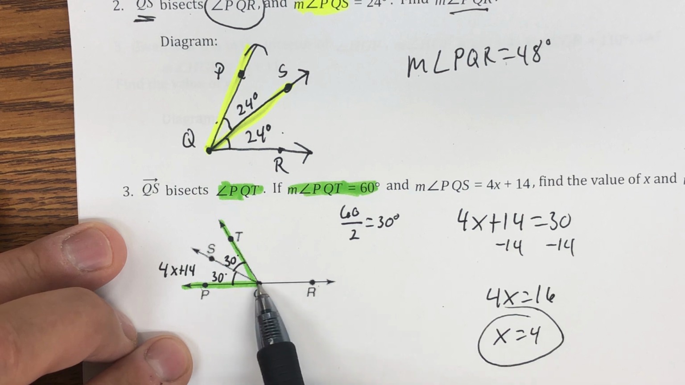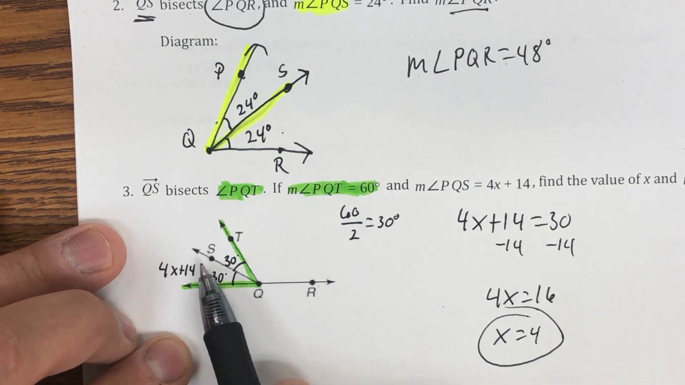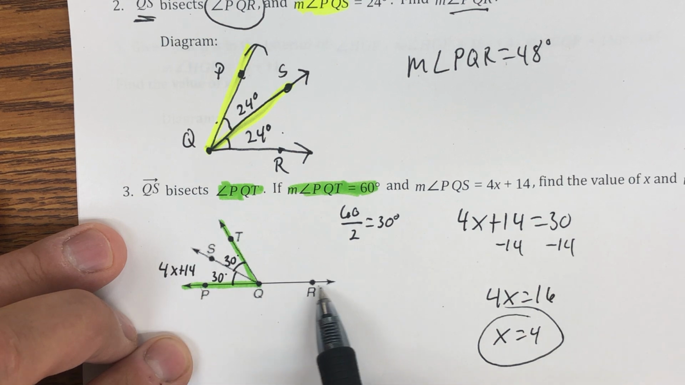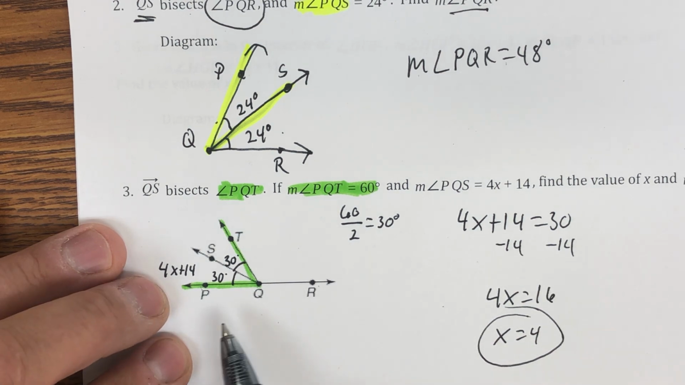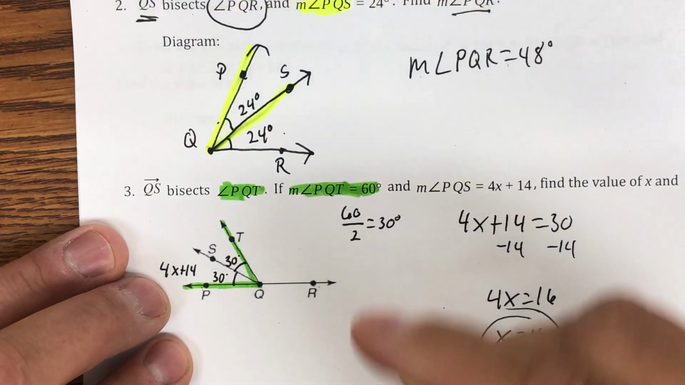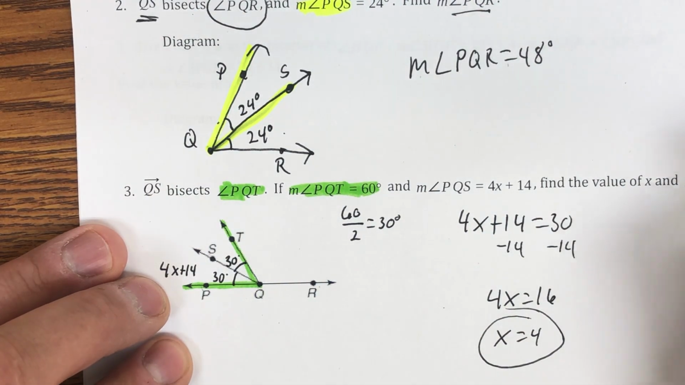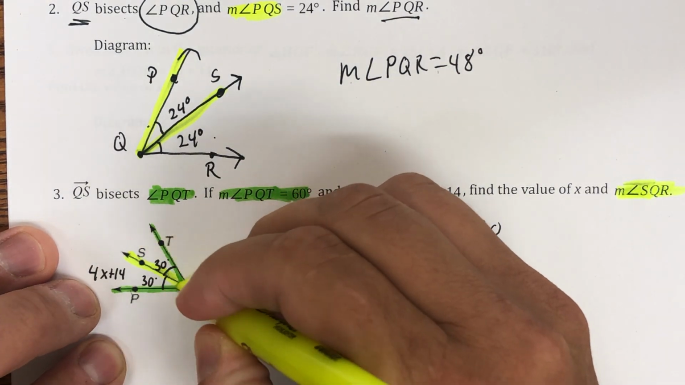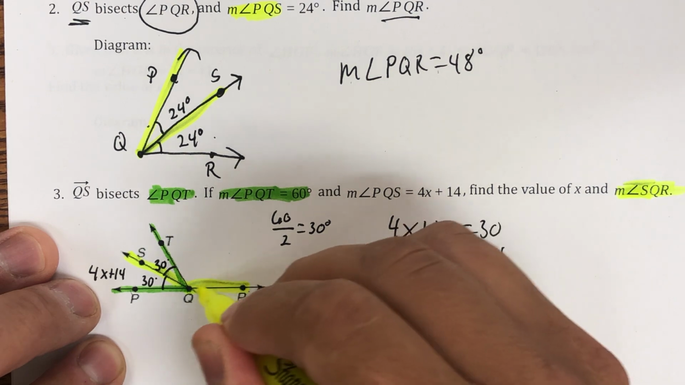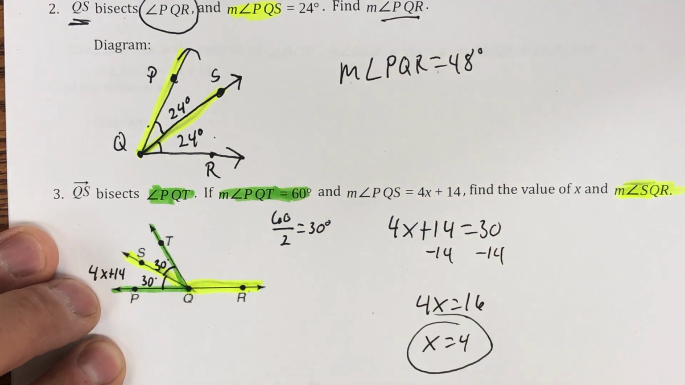This one takes a little bit of a look in here, but what can I infer that PQR is? Does it look like a straight line? Yes, indeed it does. So it's 180 degrees. So for me to find SQR, highlight SQR in yellow. Okay, SQR is getting highlighted in yellow. There it is. I'm looking for 180 minus 30. So it has to be 150.